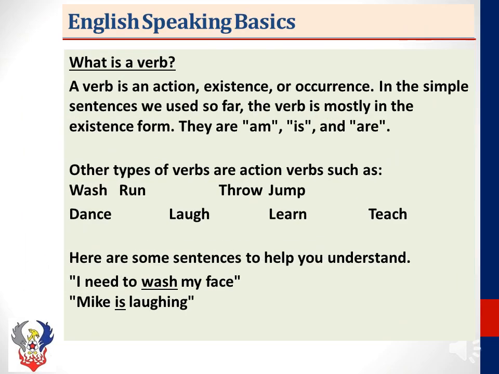What is a verb? A verb is an action, existence, or occurrence. In the simple sentences we used so far, the verb is mostly in the existence form. They are am, is, and are. Other types of verbs are action verbs such as wash, run, throw, jump, dance, laugh, learn, teach. Here are some sentences to help you understand. I need to wash my face. Mike is laughing. Kisher is training. Jack is walking.